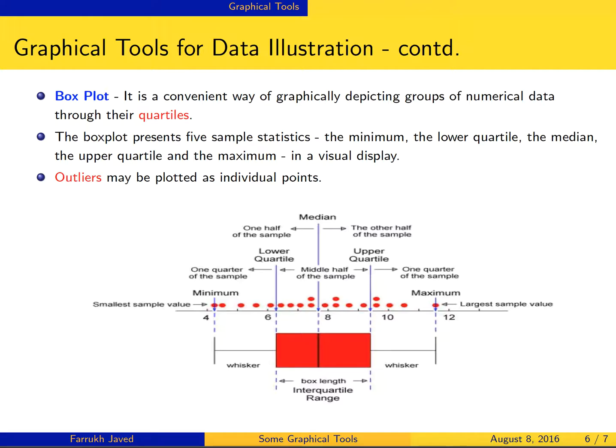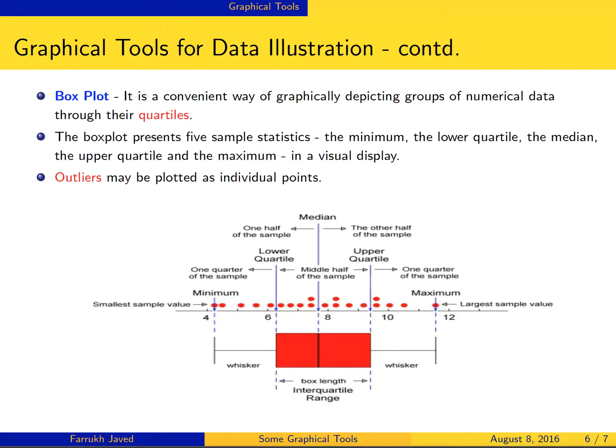The box plot represents 5 sample statistics, so it's a very, very informative graph. It accommodates 5 sample statistics to complete this graph: the minimum value of the data, the lower quartile, which is Q1, the median, which is Q2, the upper quartile, which is Q3, and the maximum, which is the highest value in the data. Once you have those 5 statistics of any data, you can easily plot a box and whisker plot for that data. Outliers may be plotted as individual points if there are outliers in the data.